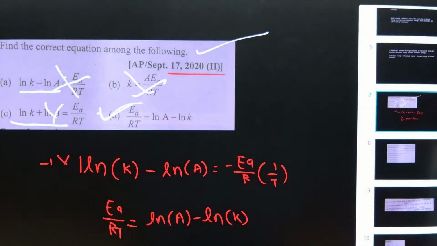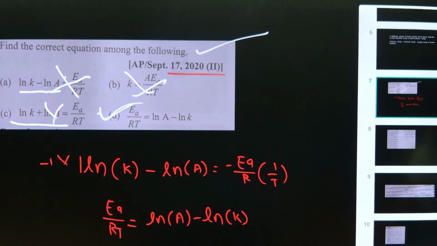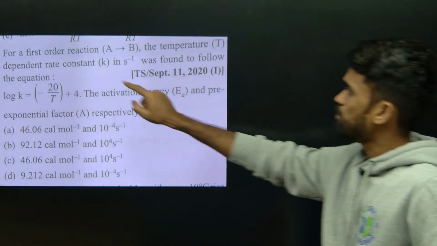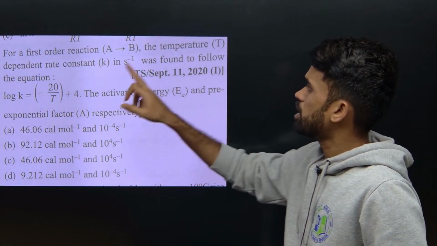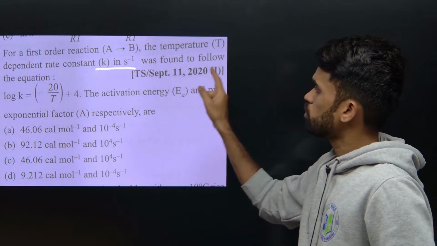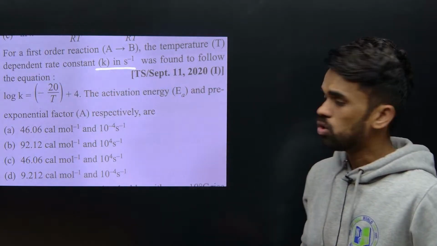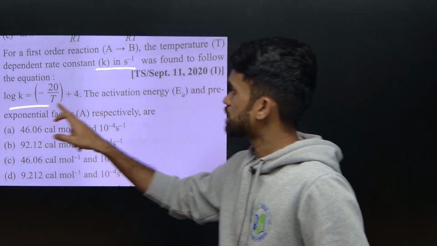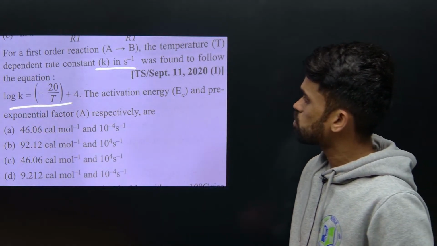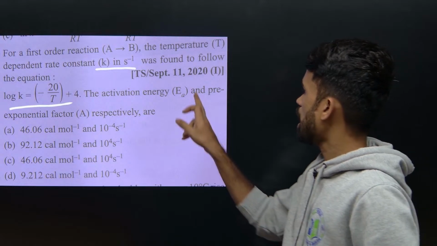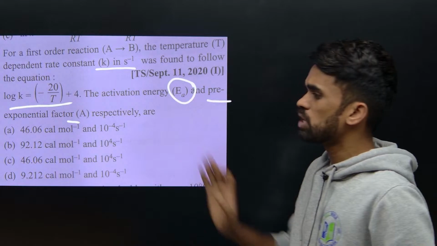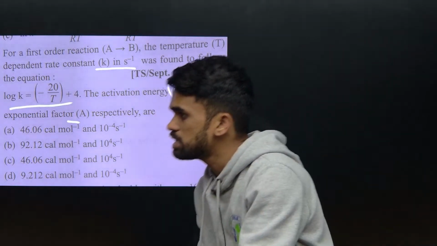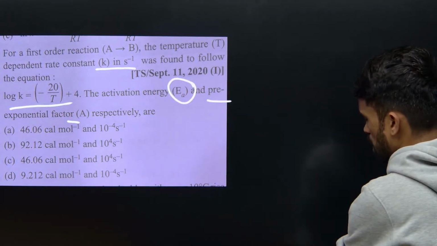So let's see some questions related to graphical representation. Here we have a question for a first order reaction. For a first order reaction, the temperature dependence of rate constant K was found to follow the following equation: log K equals minus 20 by T plus 4. Find the activation energy EA and pre-exponential factor A respectively from the 4 options. Easily you can solve this. Look at whatever I am explaining here.